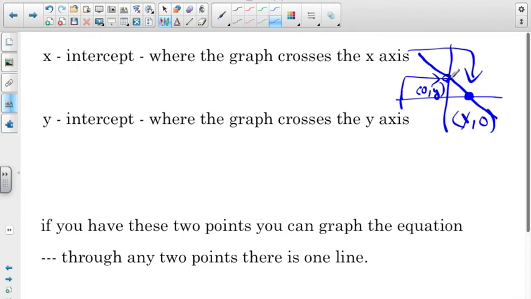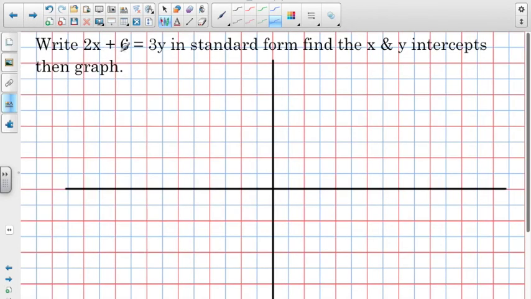Now, if I'm given 2 points, if I can find the x- and y-intercepts, I can graph this because, remember in geometry, through any 2 points there is only one line. So if I find these 2 points and I draw that line, that's going to be the graph of the line I am looking for. So I want to write 2x plus 6 is equal to 3y in standard form, find the x- and y-intercepts, and then graph. All right.